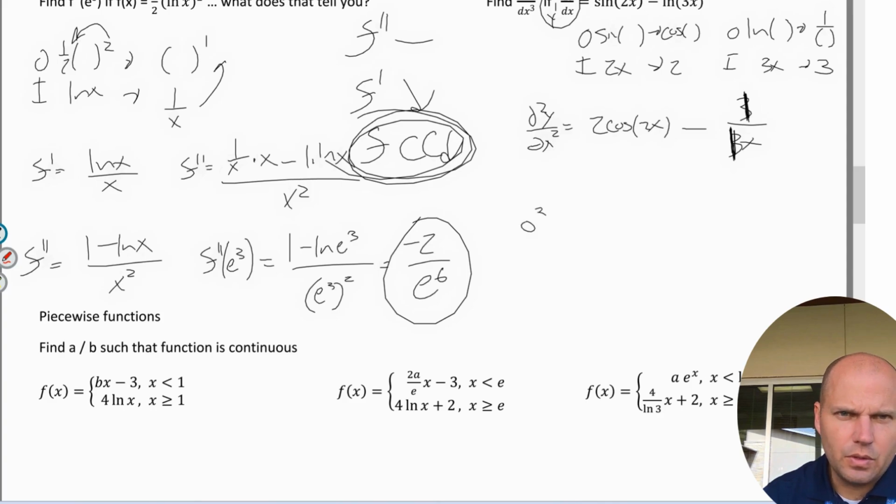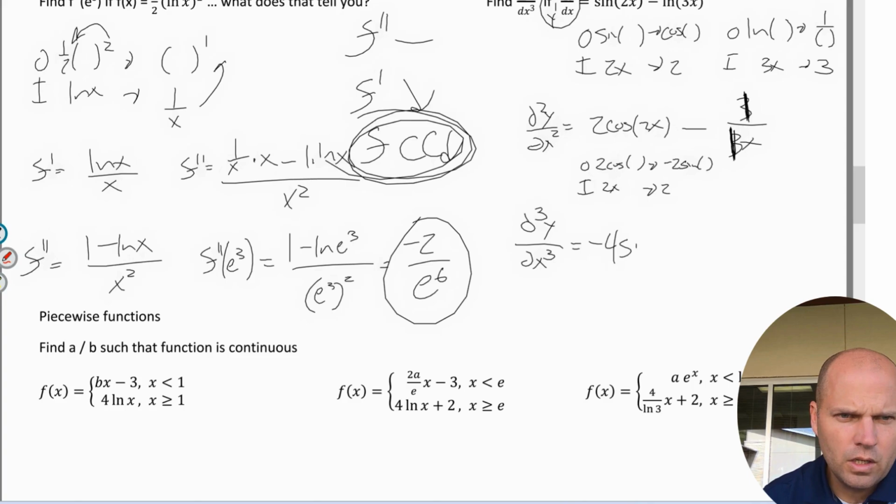Now, if I were to look at that and find the slopes of that, you would O and I this. I'd have 2 cos, I'd have 2x. I'd get -2 sine, cosine slopes are negative sine, and then another 2, give me -4 sine 2x.